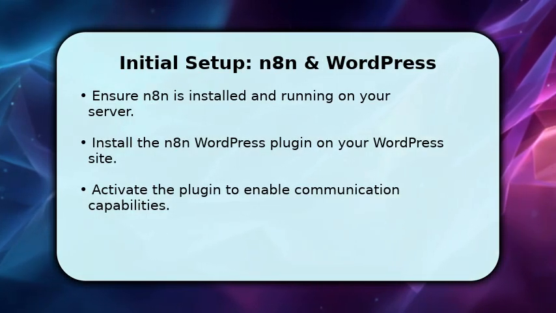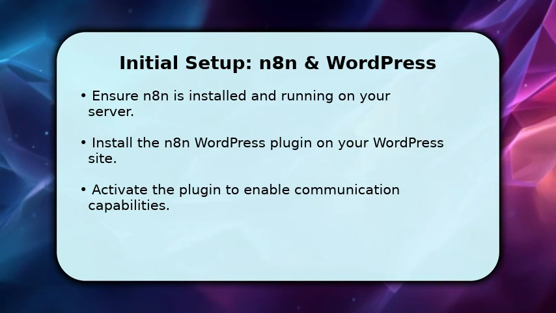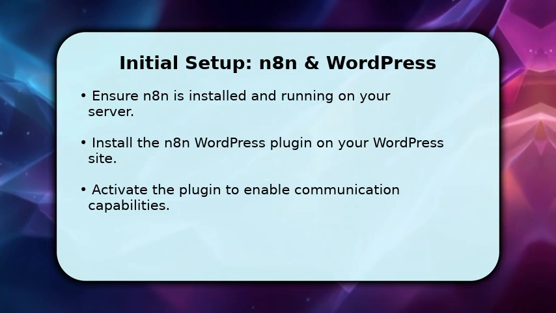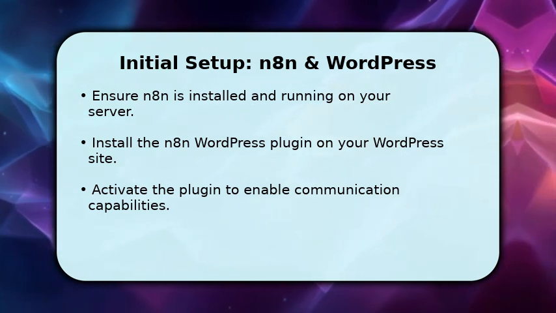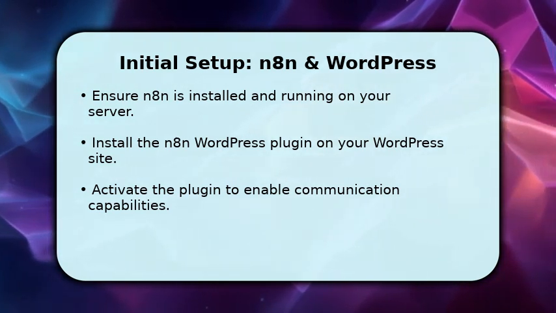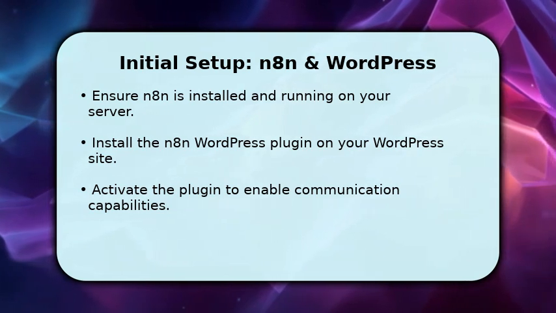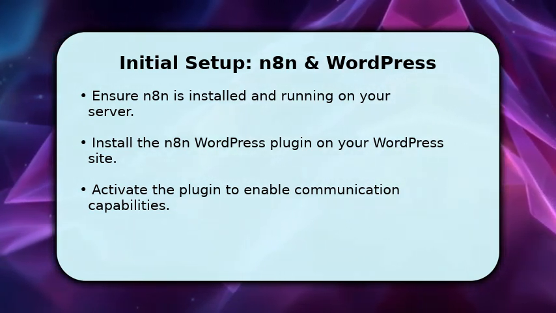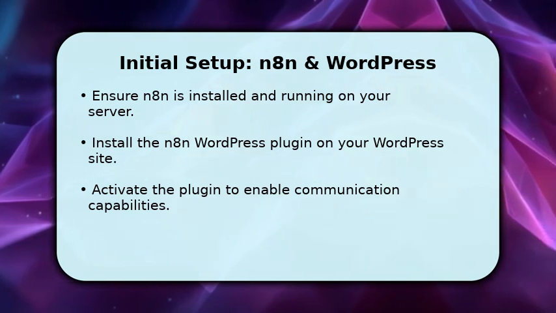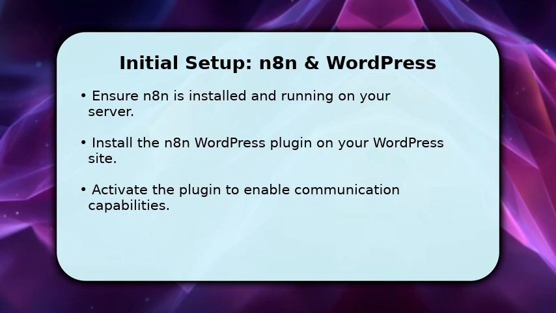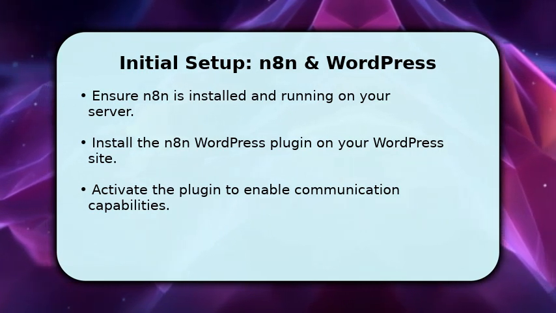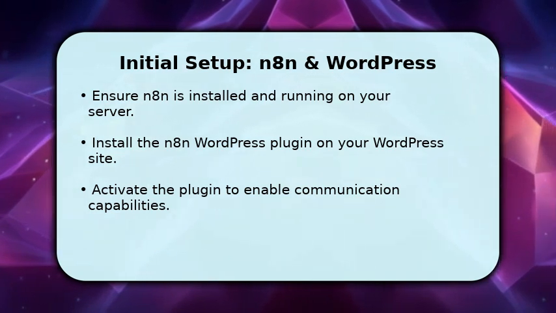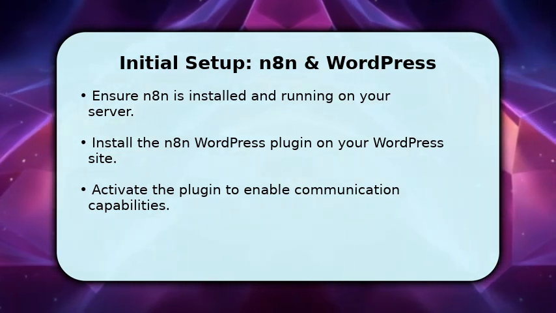First, ensure your n8n instance is properly set up and accessible, whether it's self-hosted or cloud-based. Next, navigate to your WordPress dashboard, go to the Plugins section, and search for the official n8n plugin. Install and activate it. Once activated, you'll find a new n8n menu item. Here, you'll input your n8n instance's URL, establishing the initial handshake between your WordPress site and your automation platform. This foundational step is crucial for secure and reliable data exchange.